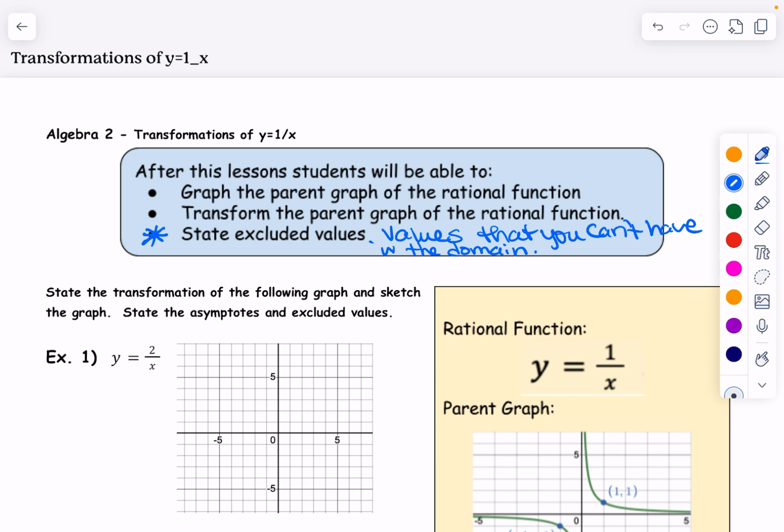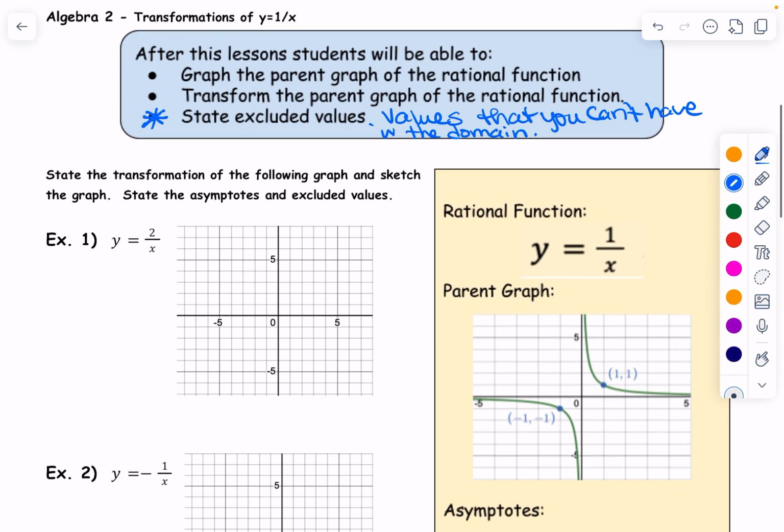All right. So for these problems, we're going to state the transformation of the following, and we're going to sketch it. I'm going to be very clear here that I am not making perfect graphs. I'm just sketching it with key parts, okay? And then we're going to be stating the asymptotes and the excluded values.